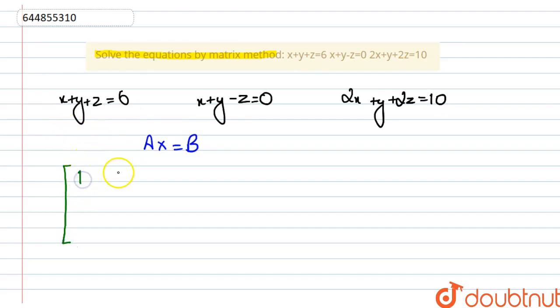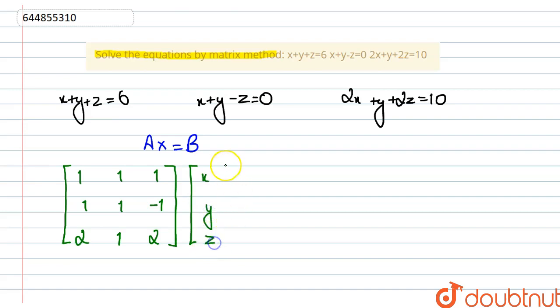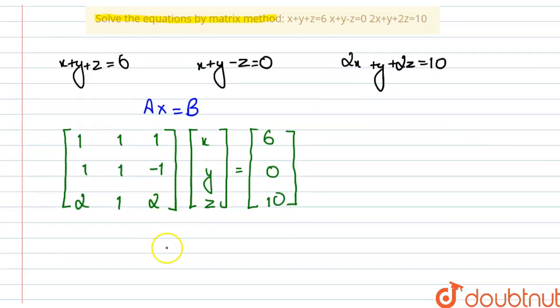X, Y, Z. So 1, 1, 1, 1, 1, minus 1, and 2, 1, 2 is our A matrix of coefficients. Now our X matrix, which is of variables, we'll have X, Y, and Z. Now our B matrix, which is of constant terms on right side, so it will be 6, 0, and 10. So this is our matrix method equation. Now we'll use AX equals to B, and we'll find X as A inverse of B.